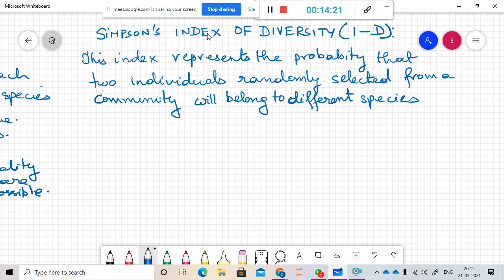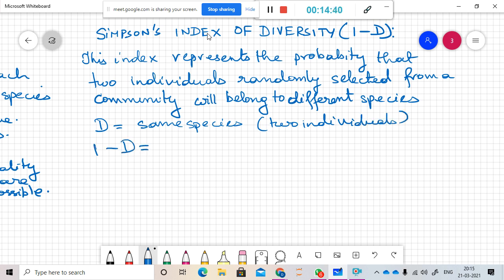In the former one, you are using D. D means they will be the same species. And 1 minus D means you just subtract the value from 1, that is different species. So what is the probability that the two times you are picking, you will get a different species? It's just the other way around. Two individuals. It's written like this.